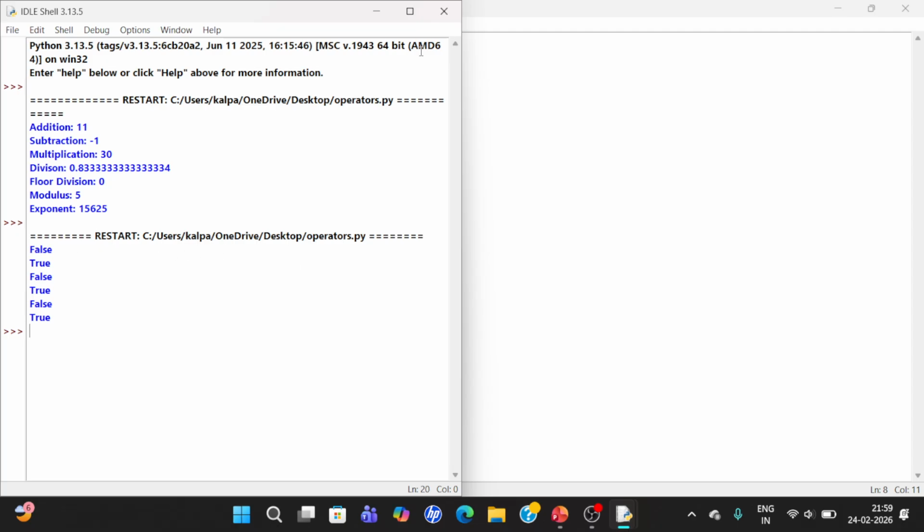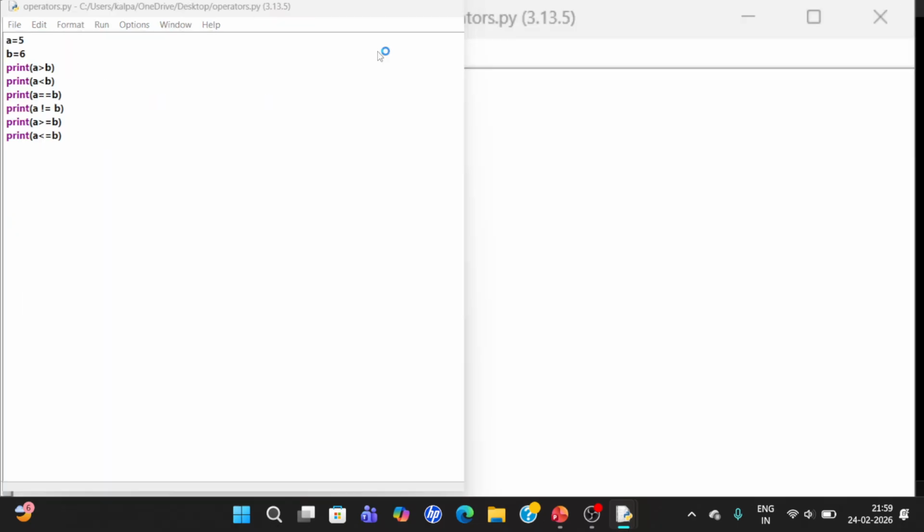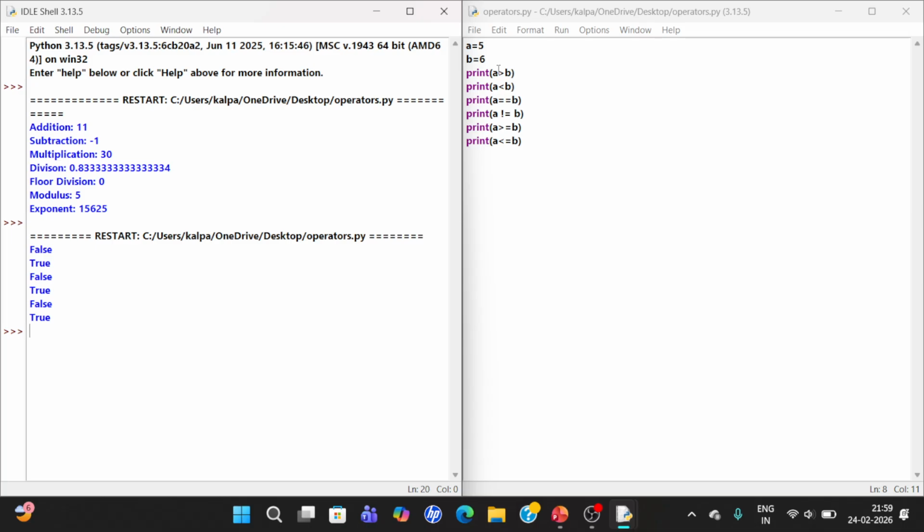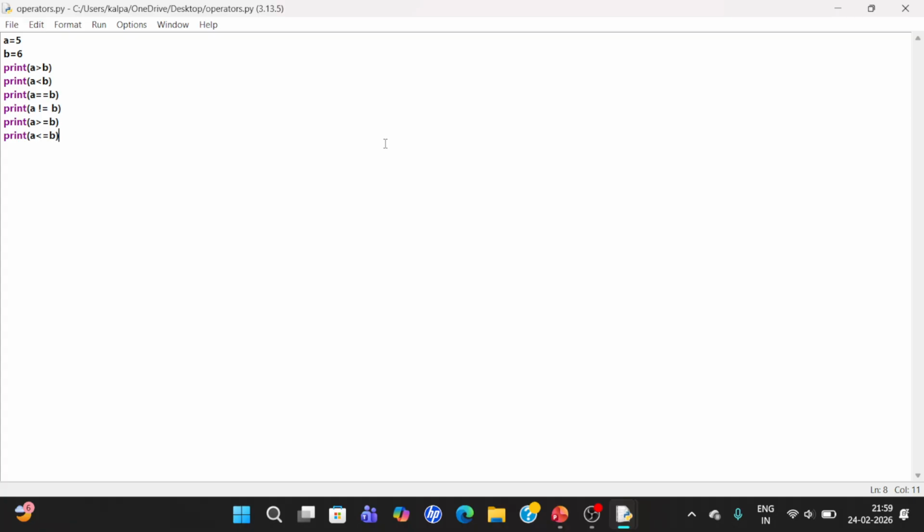Here we can see false, true. First one, A is greater than B: false, since 5 is less than 6. Next, A is less than B: true. A equals to B: false. A not equals to B: true. A is greater than or equals to B: false. A is less than or equals to B: true. Here we can observe that relational operators give only true or false values.